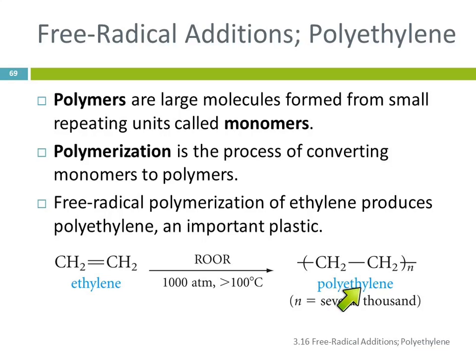Now this isn't really ethylene anymore, is it? That double bond is gone. But this is named polyethylene because it was made from the monomer ethylene. Polyethylene is composed of these CH2 groups just strung together. And n here tells us how many of them are strung together, and that can be several thousand. Polymers are huge, huge molecules.